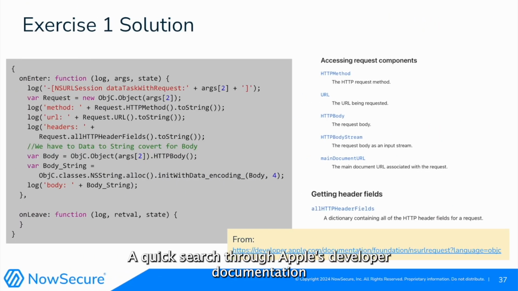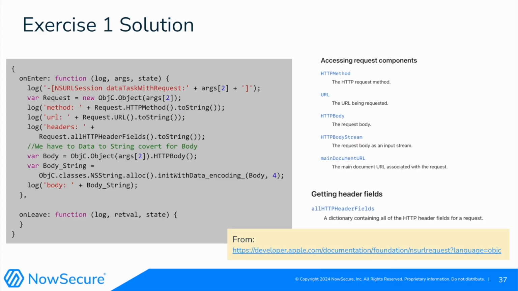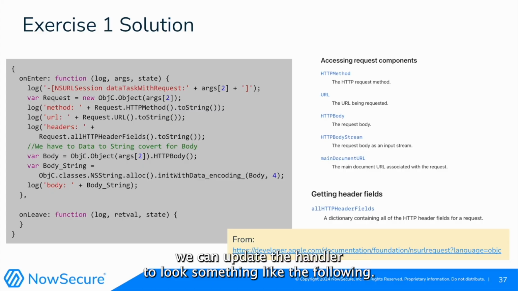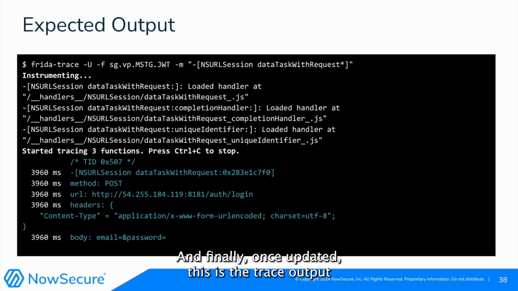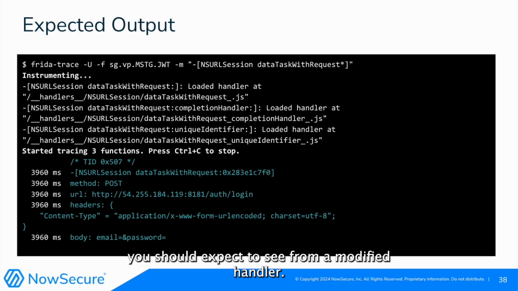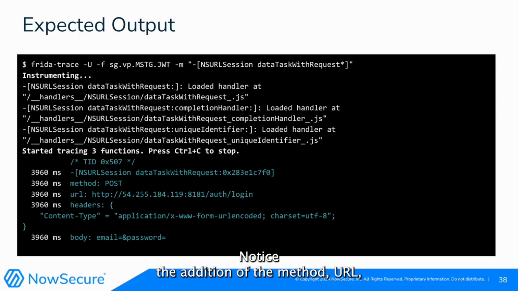A quick search through Apple's developer documentation shows us the various request components that we can access. We can now create an Objective-C request object from the argument and access its various components. Once we trace the initial data task with request method, we can update the handler to look something like the following. And finally, once updated, this is the trace output you should expect to see from a modified handler. Notice the addition of the method, URL, the headers, and the body, all output to the screen.